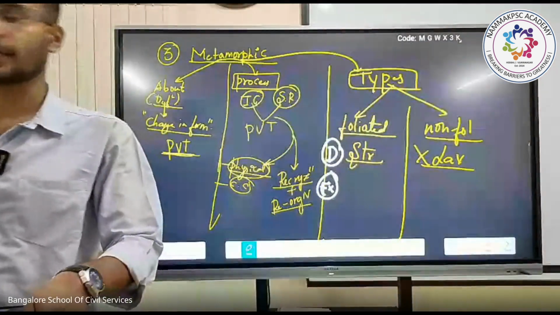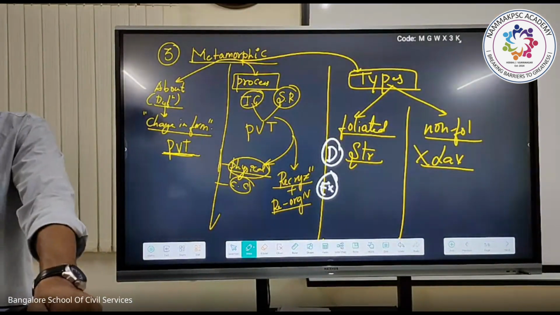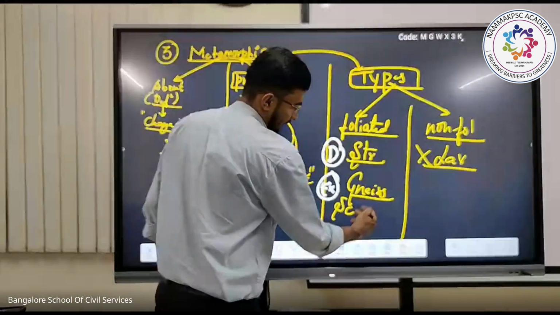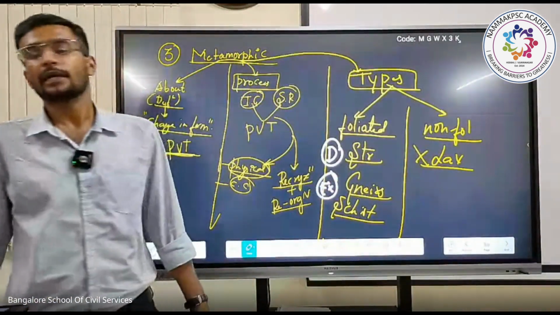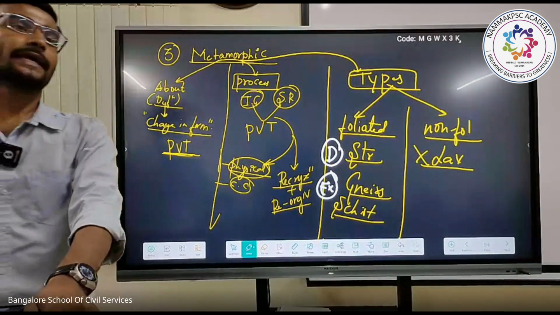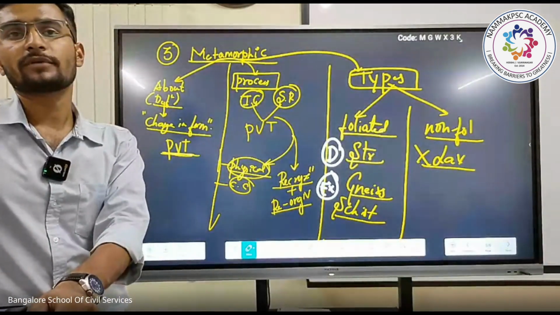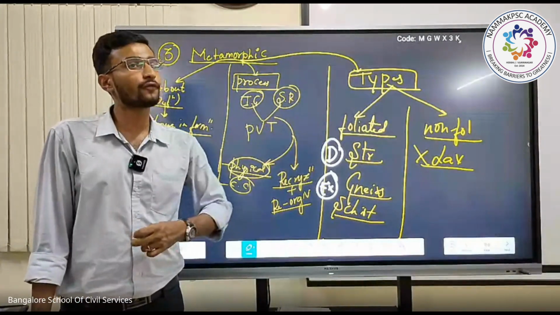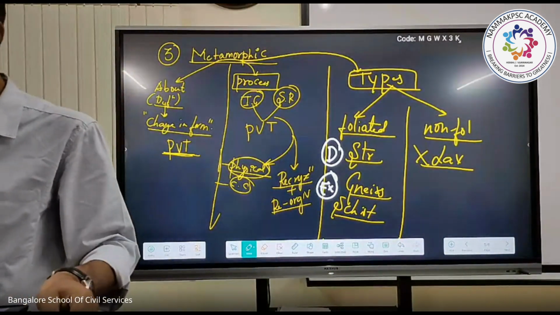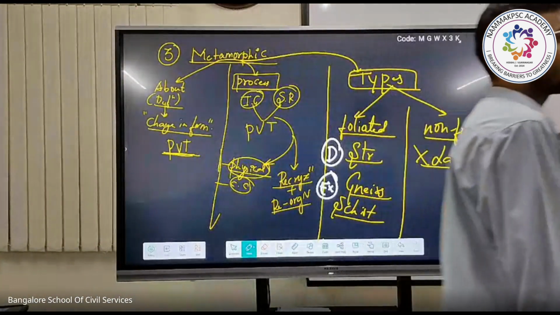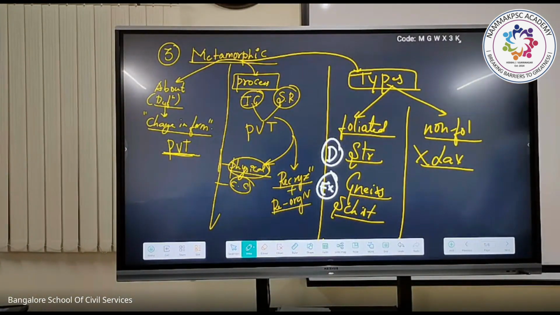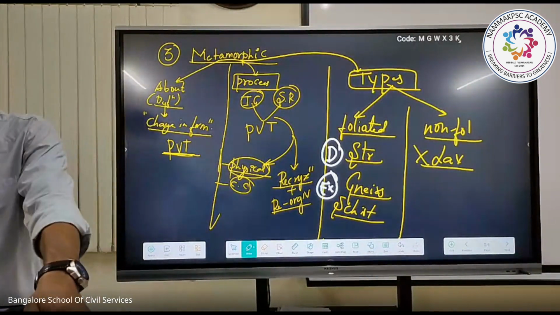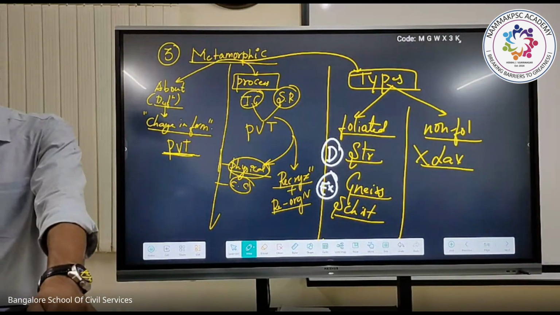Examples for foliated include the gneiss, the schist, the slate, and the phyllite. Non-foliated examples include marble, limestone, and quartzite. Okay, now done.